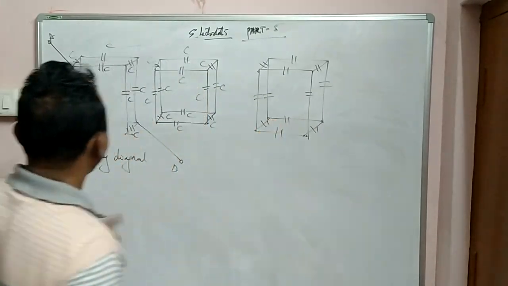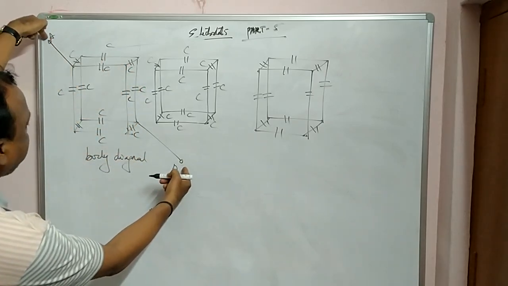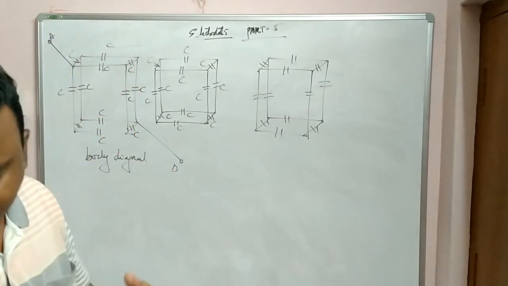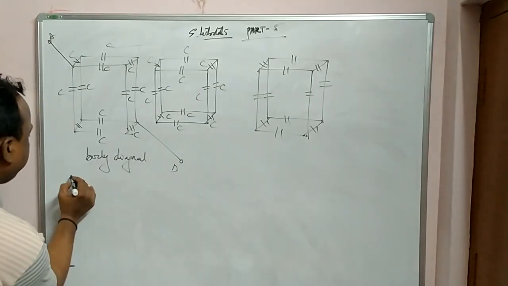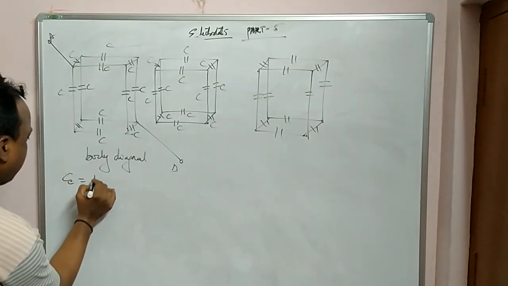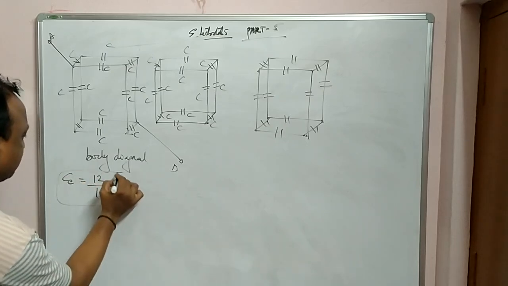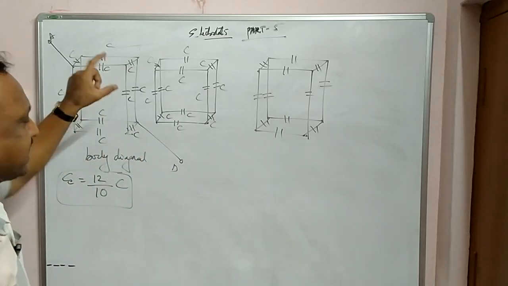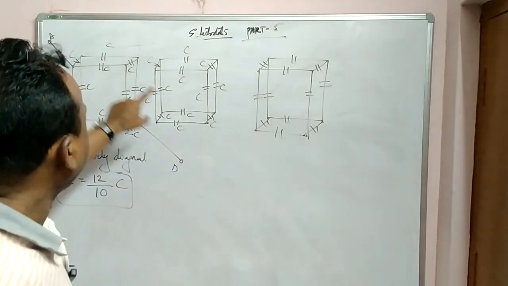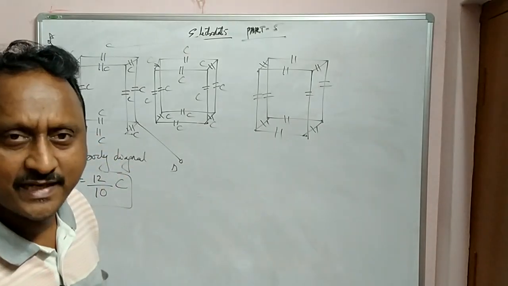Now this is the body diagonal. If you ask what is the effective value between A and B, an easy method is there. The value goes like this: 12 by 10C. The effective value is 12 by 10C. So the effective value between A and B for the body diagonal of such a cube, if all the values are the same, is 12 by 10C.